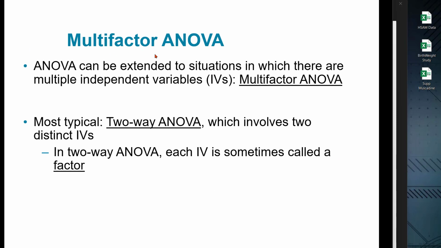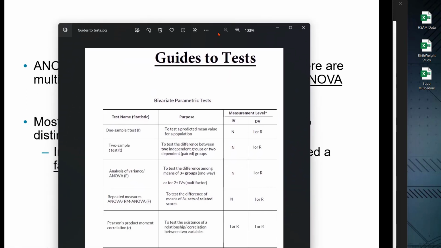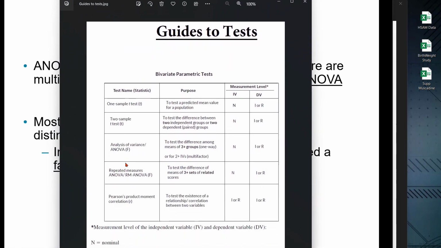ANOVA can be extended to situations with multiple independent variables through multi-factor ANOVA, the most typical being two-way ANOVA. You can also have repeated measures ANOVA, which is used when the same participants are measured multiple times under different conditions. All these tests are summarized in our Guide to Tests document.